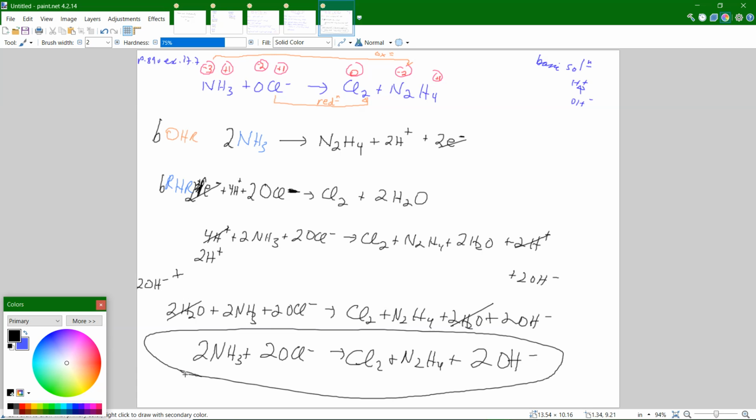Okay, let's try one more. Section exercises are more about balancing, and you can try those. But let's try practice exercise 17.7 in basic solution. Okay?